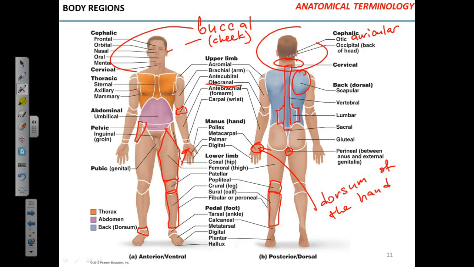tarsal region is the ankle, calcaneal region is the heel, plantar is the sole of your foot, and hallux is the big toe.